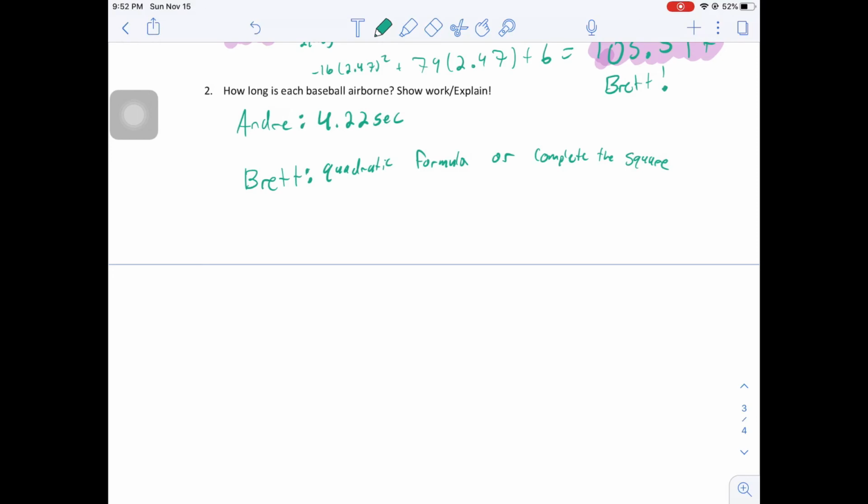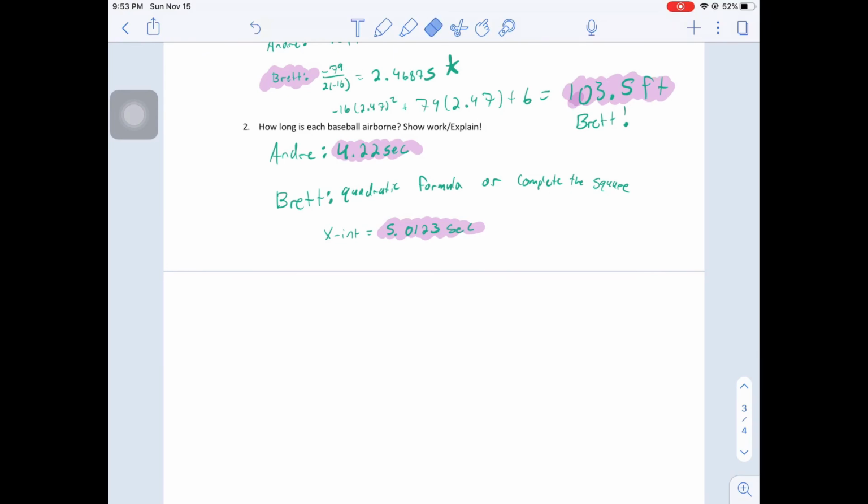Zoom 6, hopefully I see it. Nice, it does show up. Second trace 0. Looks like the x-intercept is equal to 5.0123. So how long is each baseball airborne for? Andre's is 4.22 seconds, and Brett's is 5.0123 seconds. All right, so I did that graphically. It was nice and quick, but you could also use the quadratic formula or completing the square.